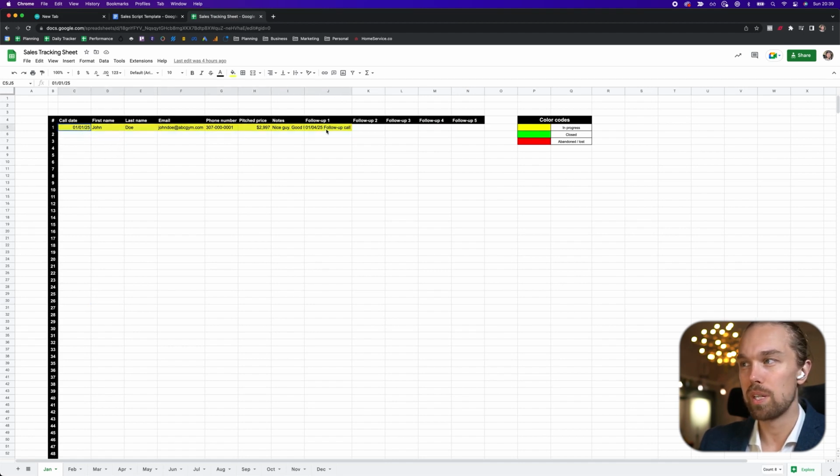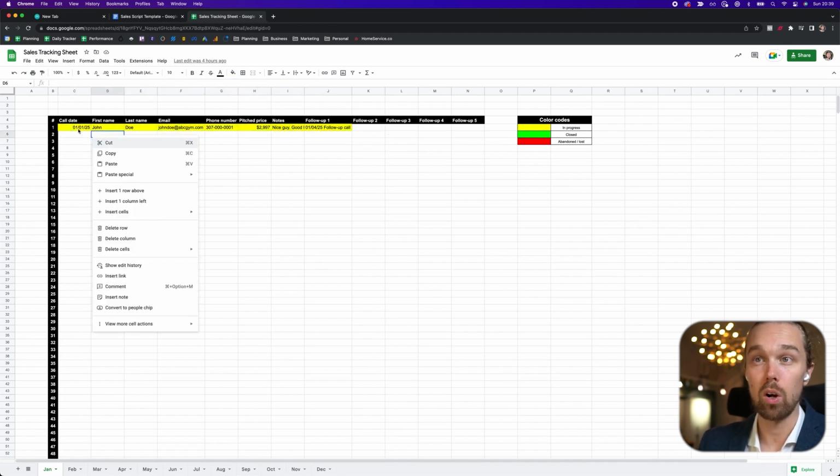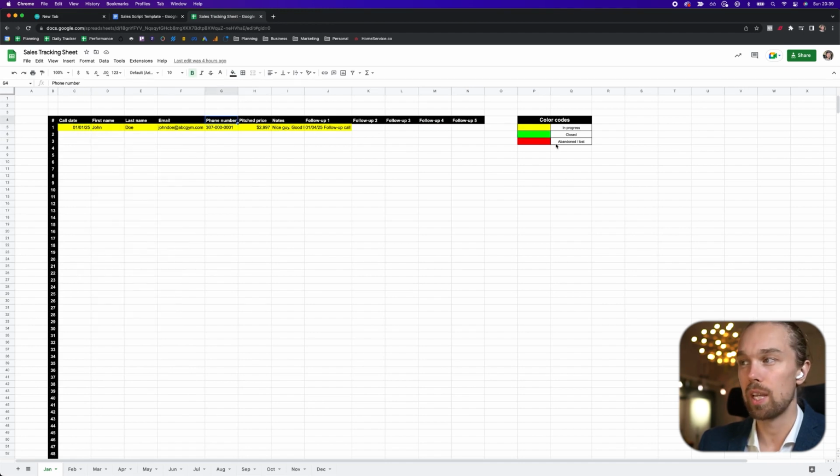So yellow basically means that it's in progress, you've had the call and it's in progress. Closed is green, obviously, and then abandoned or lost, if they tell you no, we don't want to buy, or we decided to go with another solution, or it's not a good fit for us right now, you just mark it as red, or you can remove it.